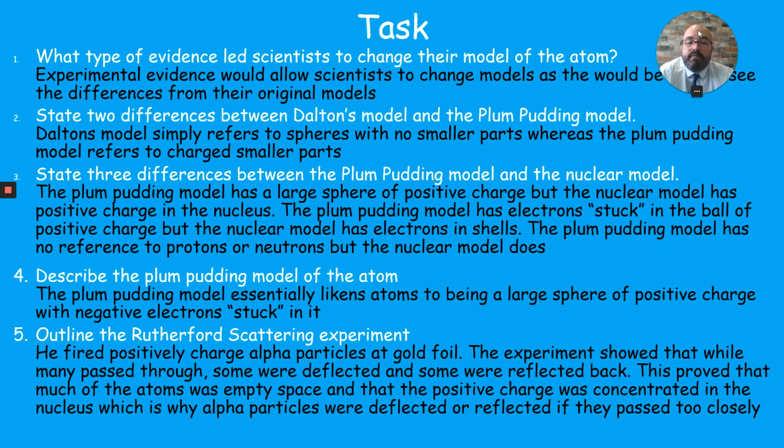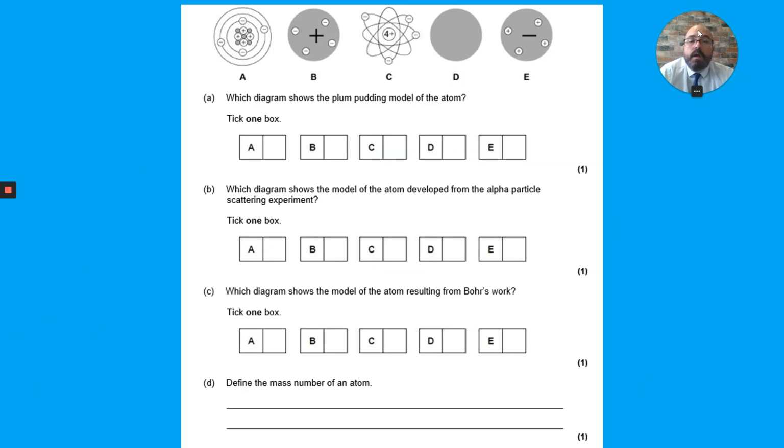So you'll see it referred to as either. But the idea: positively charged alpha particles were fired at gold foil, and what it showed was many of those alpha particles passed through. Some were deflected and some were reflected, and it proved that a lot of the atom is empty space and that the positive charge is concentrated in the nucleus. So the alpha particles are deflected or reflected because of their positive charge, when they pass too closely to the positive nucleus.